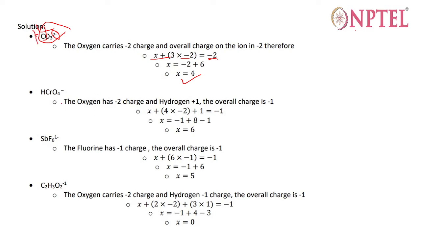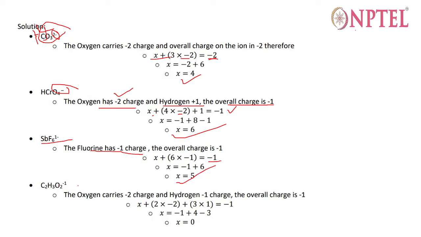Then I will go for this chromium here. Again, oxygen has -2 charge and hydrogen +1. Overall charge is -1. So X unknown plus 4 multiplied by -2, that is coming from oxygen. Then +1 coming from hydrogen. This total equals -1. Solve to get 6. Same for SbF6 -1. I know the charge of fluorine is -1. 6 into -1 gives -6, so X equals +5.